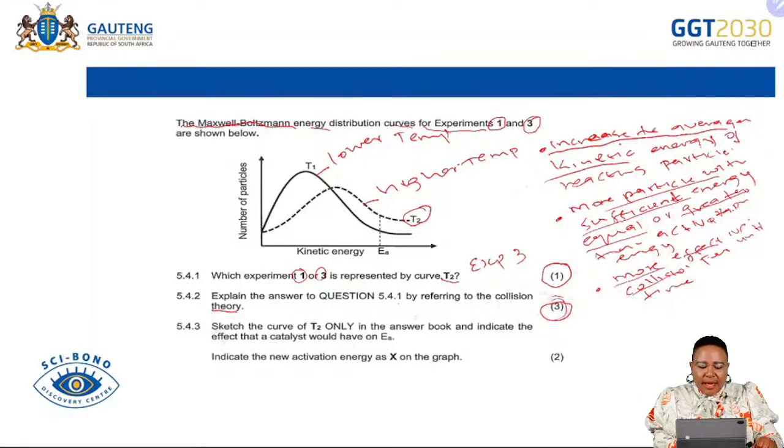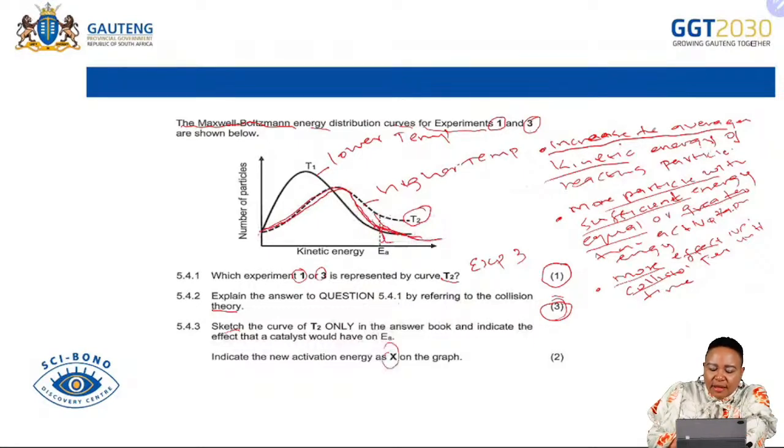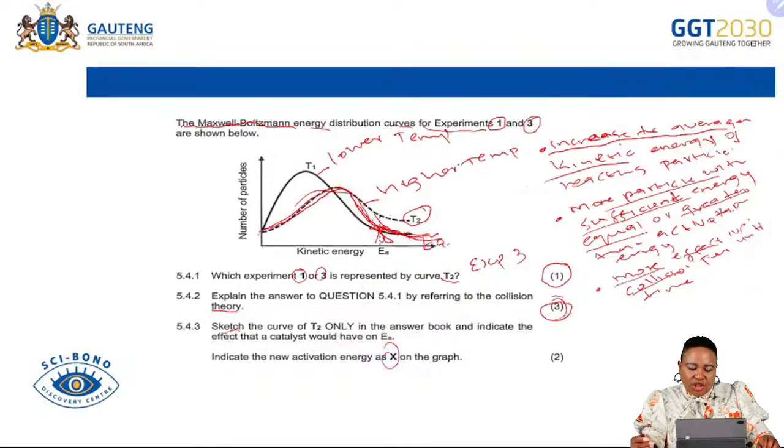And then sketch the curve T2 only on the answer book and indicate the effect of a catalyst in this graph. When you draw a catalyst, you expect that the catalyst will do what? It will lower the activation energy. We know that it provides an alternative pathway of lowering activation energy, and so this will be your X, which indicates the adding of a catalyst, and this one will be your activation energy. So the graph will be a little bit lower as compared to what it is originally.